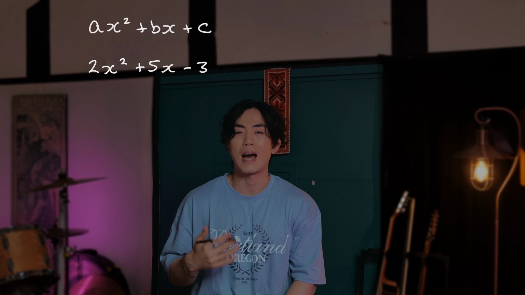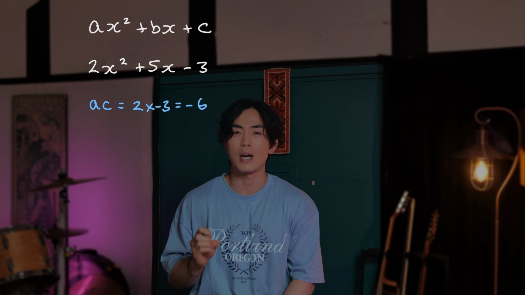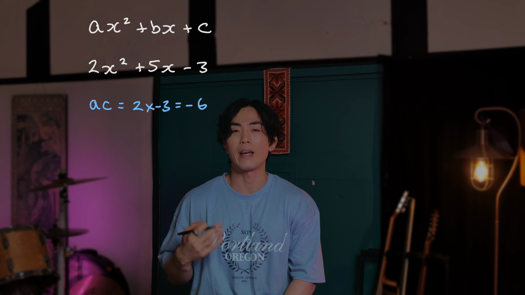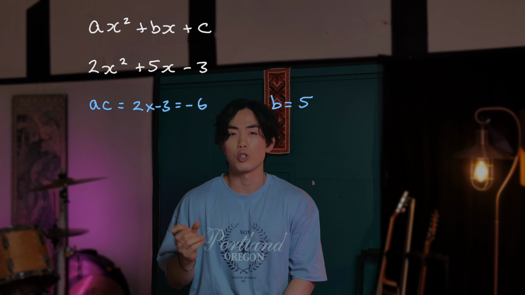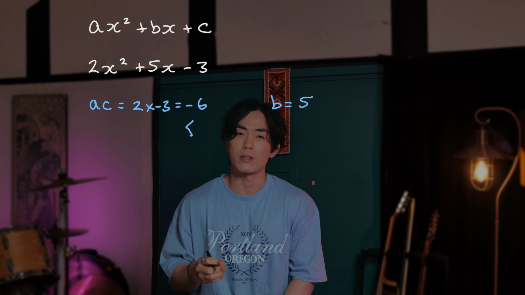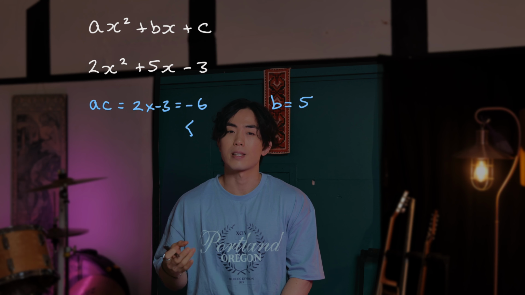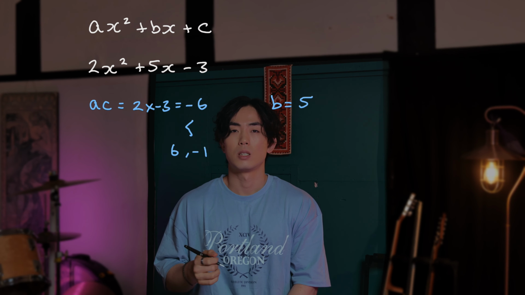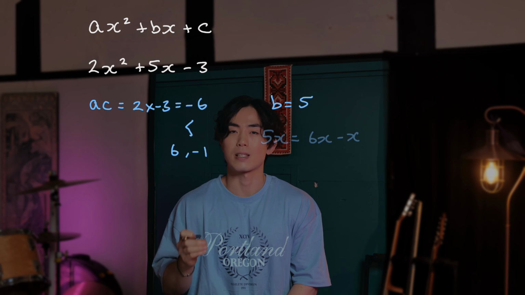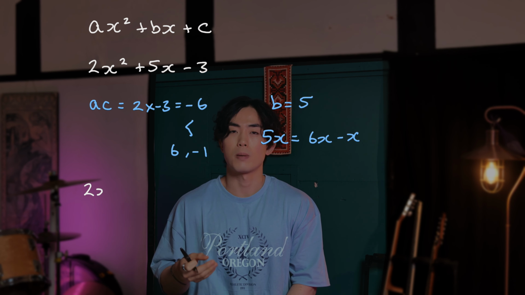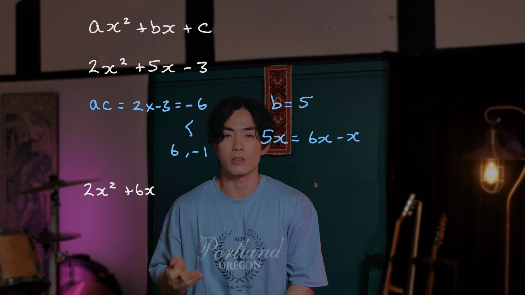So first things first, we have to identify an AC term. So it's going to be 2 and minus 3, so we multiply them together. AC is negative 6, our b is 5. Now, like before, we find two numbers which will multiply to negative 6 and sum to 5. In this case, it's going to be 6 and minus 1. Now, I can rewrite the b term, 5x, as plus 6x minus x. So I can rewrite the original quadratic as 2x squared plus 6x minus x minus 3.